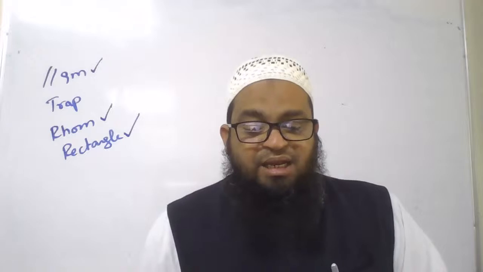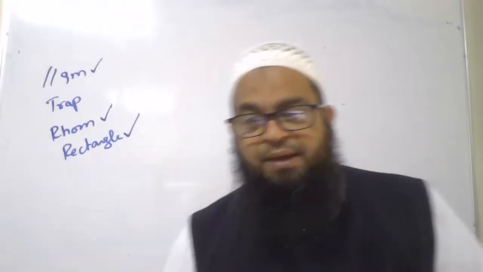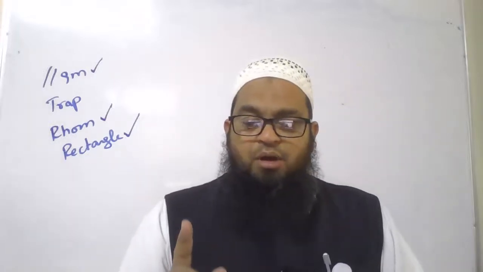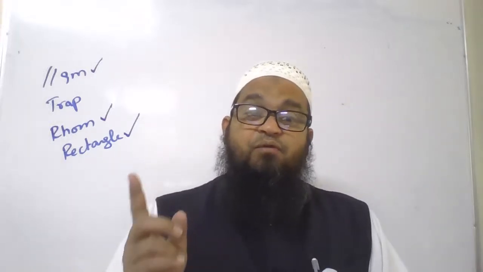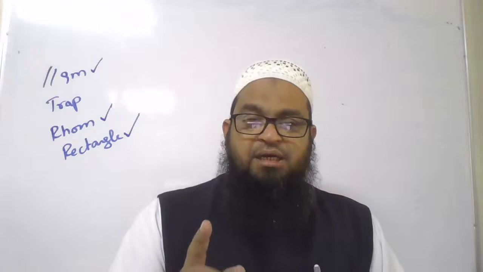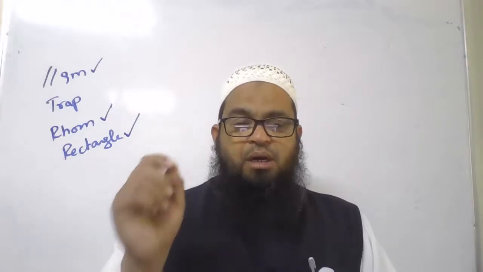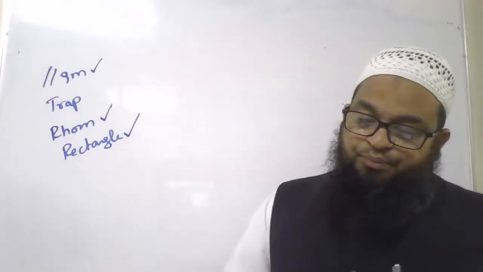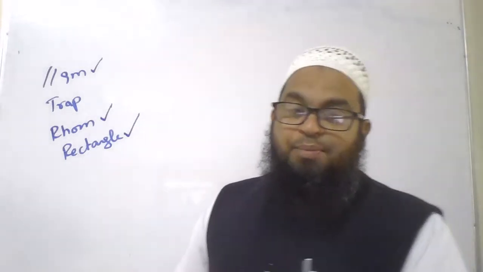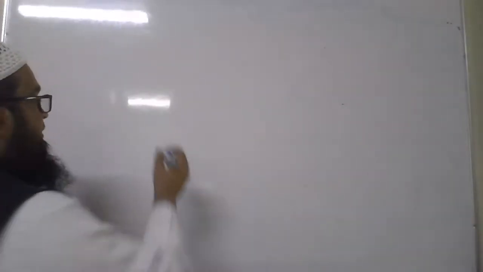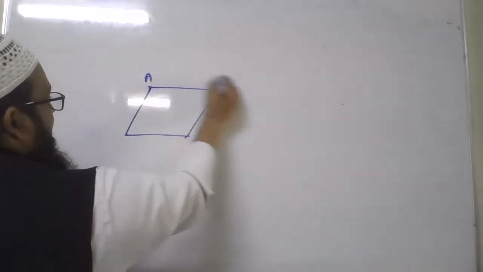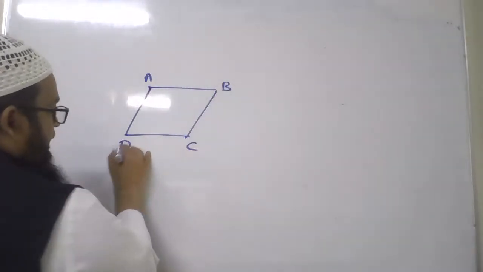Now, in a parallelogram ABCD, see, one very important thing is that whenever they start giving you the problem, try to draw the diagram. It helps you a lot. So in a parallelogram ABCD, come on, draw a parallelogram ABCD. So this is A, B, C and D.